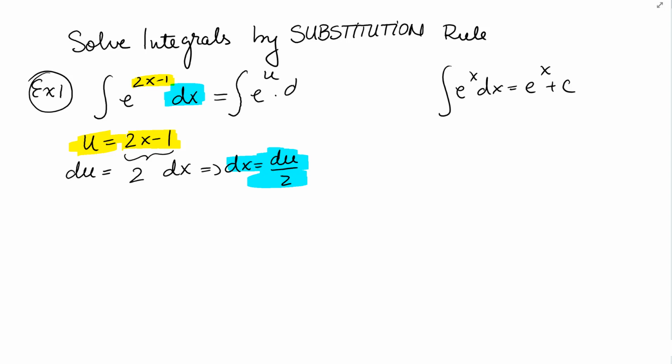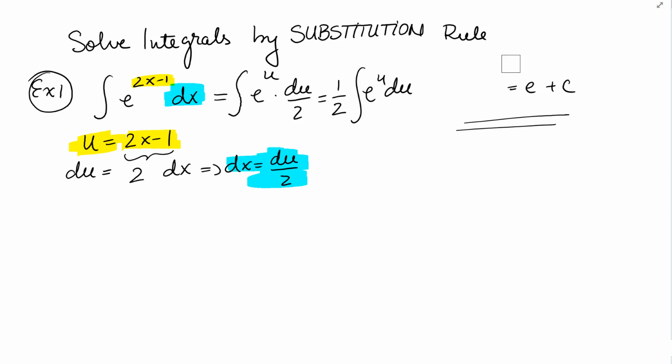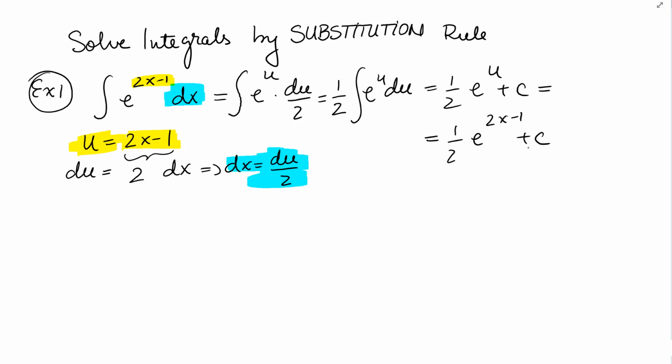So du over 2. This 2 that is at the denominator can come in front of the integral. So now integral of e to u du. Now it's pretty identical with the formula that we wrote here, so I'm going to erase it to make room. So I'm going to get 1 over 2 e to the u plus c. But our original problem was in x, so it's 1 over 2 e to 2x minus 1 plus c. Final answer.